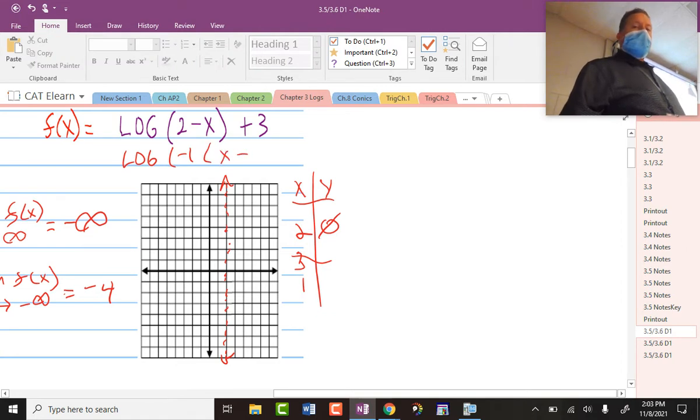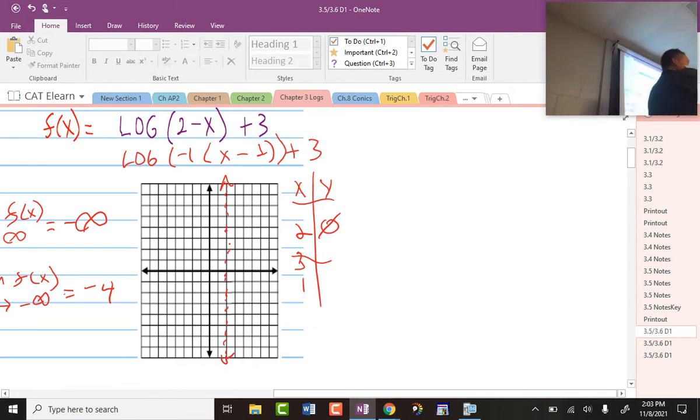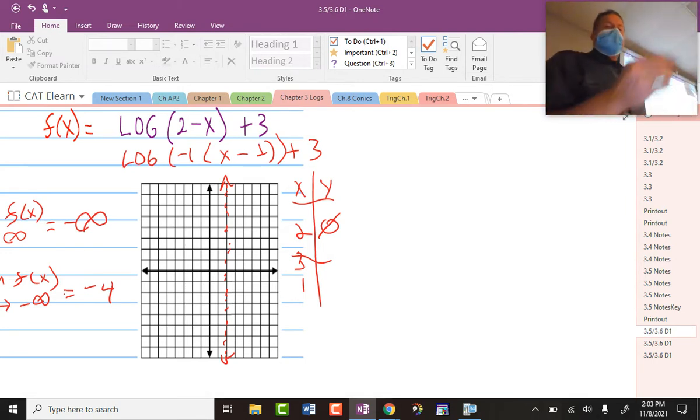This is where the 2 right came into play. If I rewrite this like this, and then obviously 3 up. But there's a y-axis reflection. That's why we're going to be on the left side of this. Okay, so now let's go back to the original.